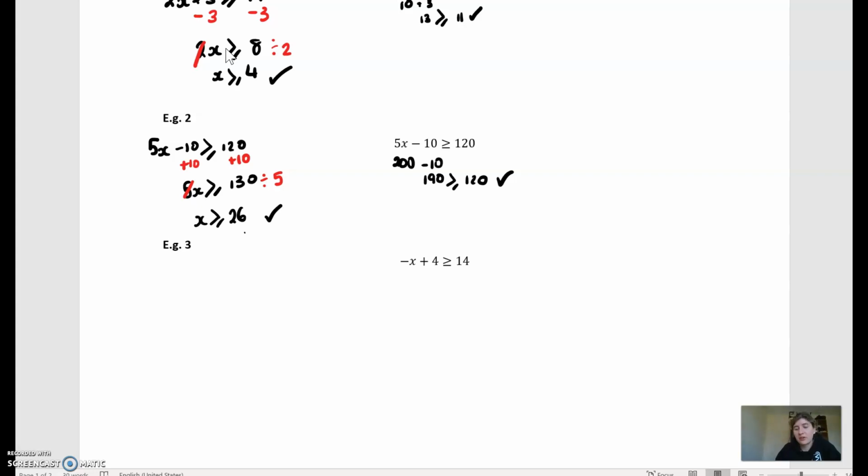Last one is just change a little bit. And again, this first step where we sub in a value, this is going to be a little bit trickier. So now we've got negative x plus 4 equals 14.